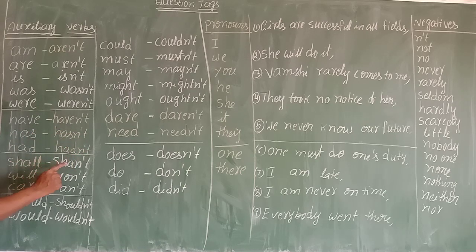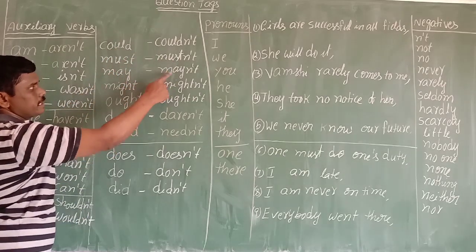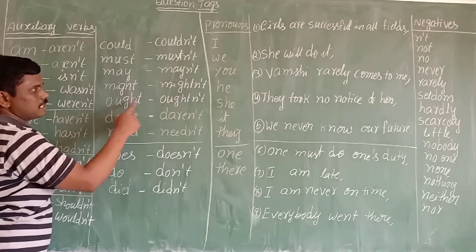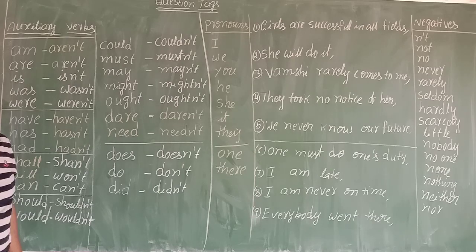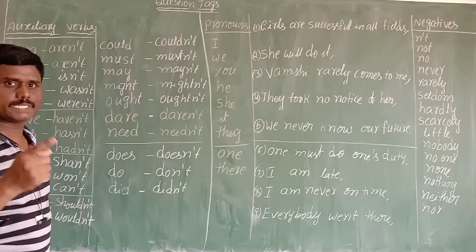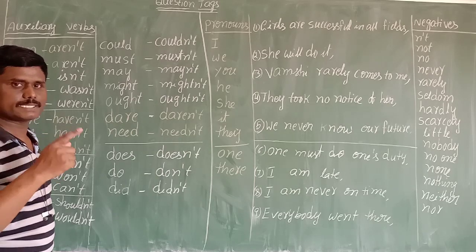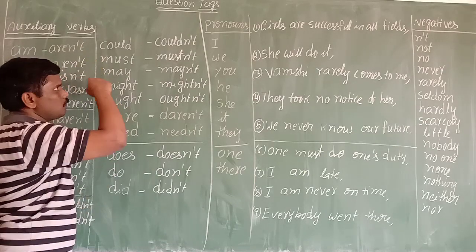Shall, contraction is shan't. Will, won't. Won't means will not. Can, can't. Should, shouldn't. Would, wouldn't. Could, couldn't. Must, mustn't. May, mayn't. Might, mightn't. Ought, oughtn't. Here once again I used dare, need. These two can be used both as a modal auxiliary verb and at the same time as a main verb. So here, friends, I wrote all these.